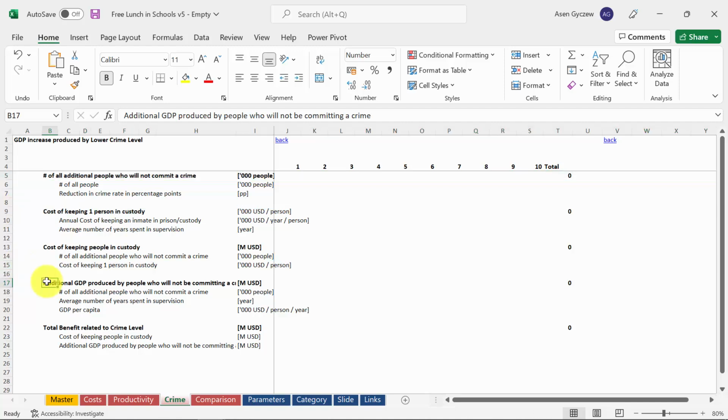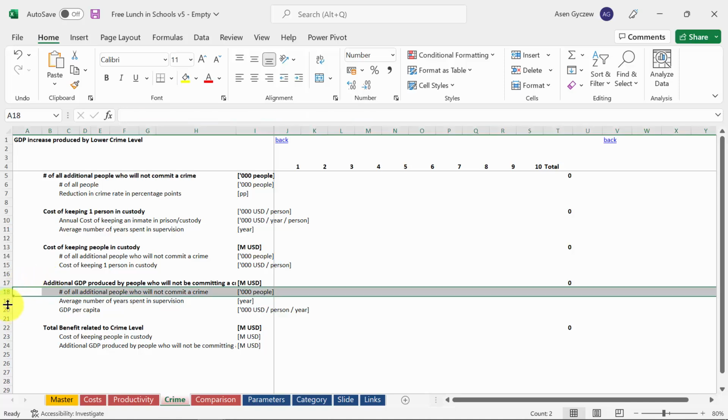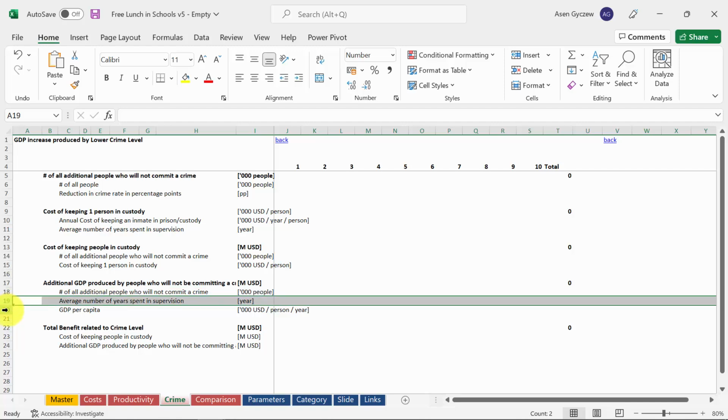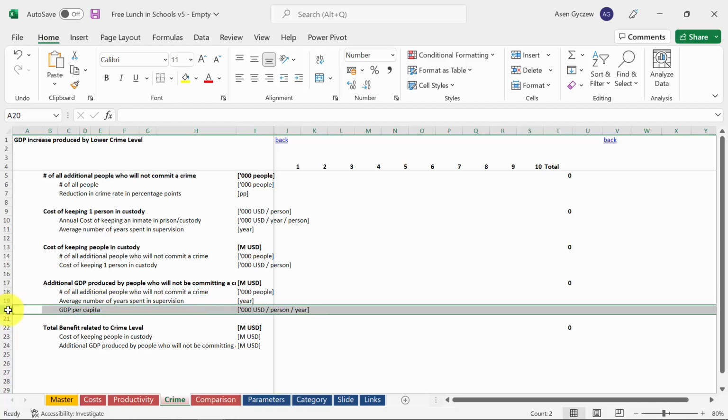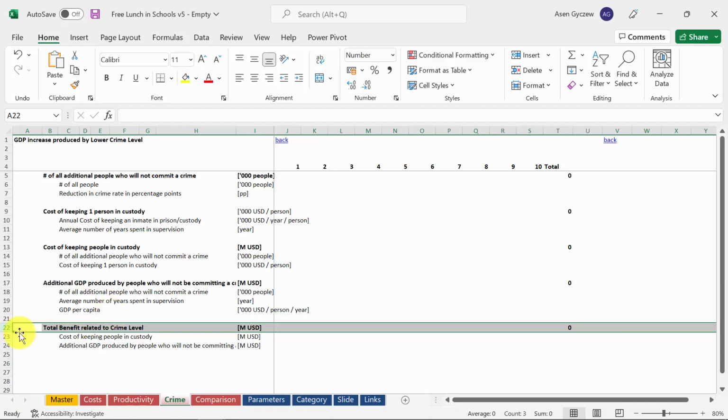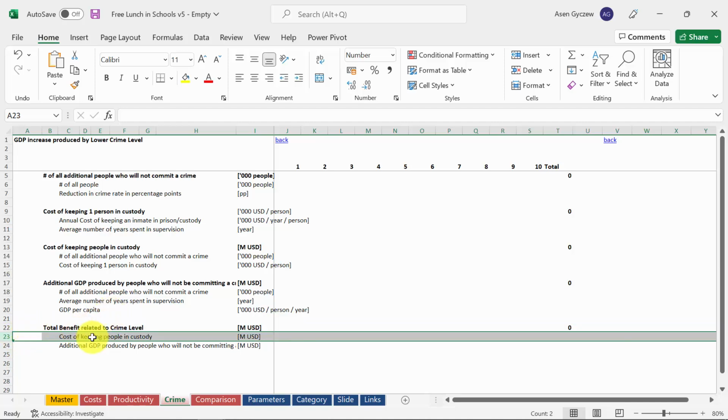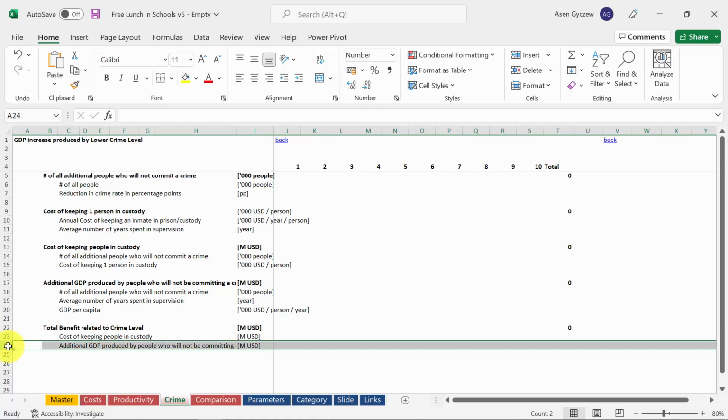And the second benefit coming from lower crime is the additional GDP. We estimate it by looking at the number of people, the number of years spent in prison or in supervision, and then the GDP per capita that they will generate due to the fact that they will not be in prison. And the total benefit coming from reduction in crime will be a sum of those two things: the cost of keeping people in custody that we will not have to incur and the additional GDP produced by those people.